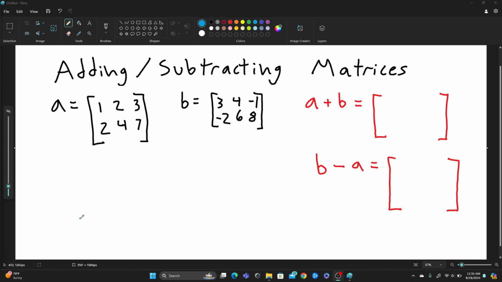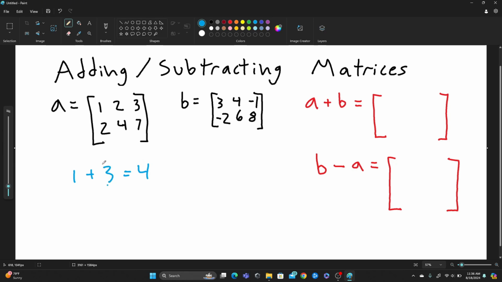So here we have an adding and subtracting matrices practice problem. So I recommend that you go and try to complete it on your own, and then I'll go over it. Okay, so matrix A plus matrix B. So we're going to start with the first number in each of the matrices. So A11 plus B11 is 1 plus 3, which is equal to 4.